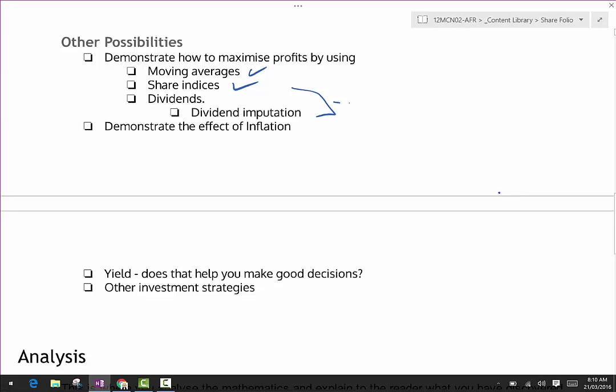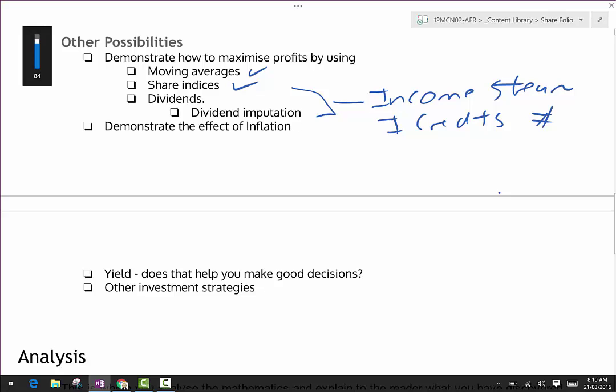Dividends are really important because they give you an income stream, and you can talk about how they work, and you can have imputation credits and all those kind of things which add to the complexity of what you're doing. Okay, you also might want to discuss the effect of inflation.